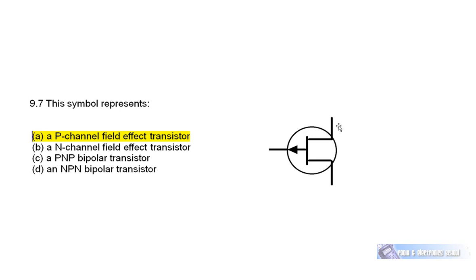This is source, this is drain. The amplified signal appears here. Arrow pointing out is P-channel. Arrow pointing in is an N-channel FET.